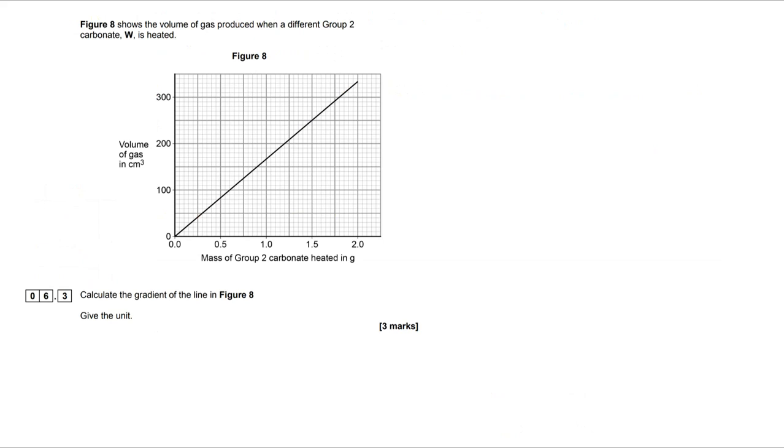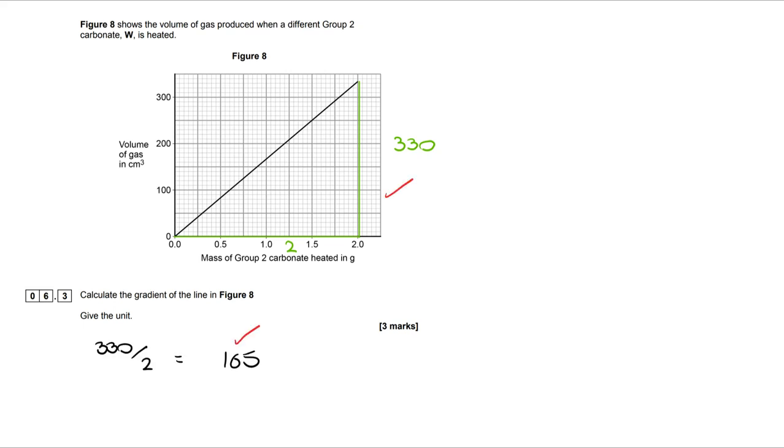On to 6.3, and we are doing a gradient calculation. Now, it's always important to show your working on these. I'm going to use as much of the graph as possible, so I've added the lines that I'm going to use, and I'm then going to take my values from here. So, my y is 0 to 330, so that's 330, and my x is 0 to 2, so that's 2. And working out gradient, as I'm sure you'll know from maths, if you can't remember from chemistry, is change in y over change in x. And that takes us to 165.